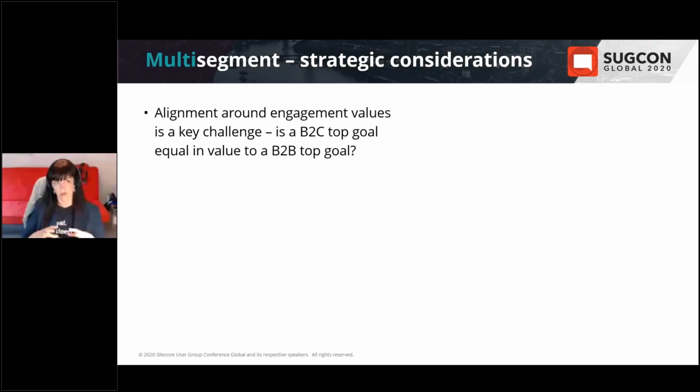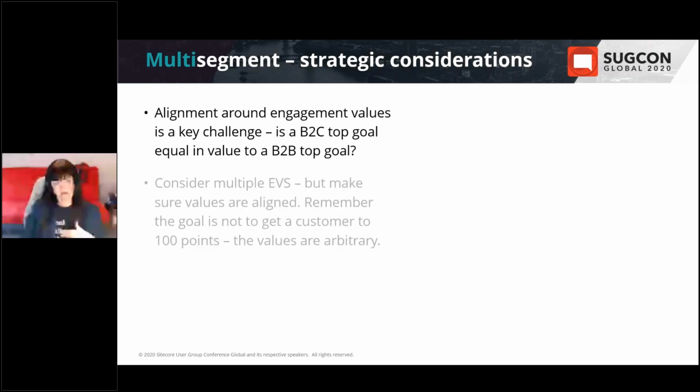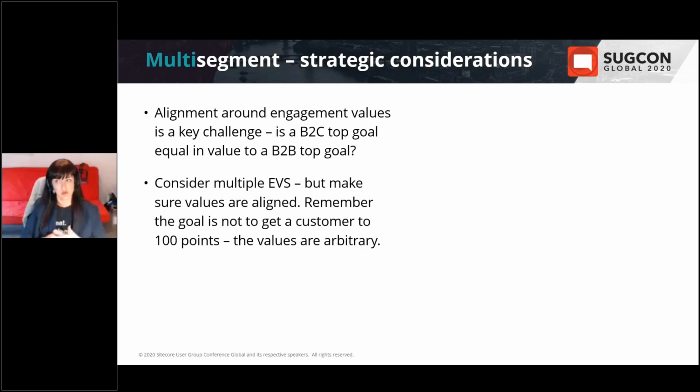Doing a planning workshop with all of those different segment teams in the room, probably the biggest holdup is going to be on engagement value scale, because they're just going to get caught up on whether a business to consumer top goal, such as possibly purchasing something or going straight through to a stockist, is equal in value to a business-to-business top goal, which might be a sales inquiry, which is obviously not a direct sale. However, it might represent an exponentially larger dollar value. So there can be a bit of discussion there. So for that reason, you might want to consider, again, the multiple engagement value scale, but you just make sure that the values are aligned.